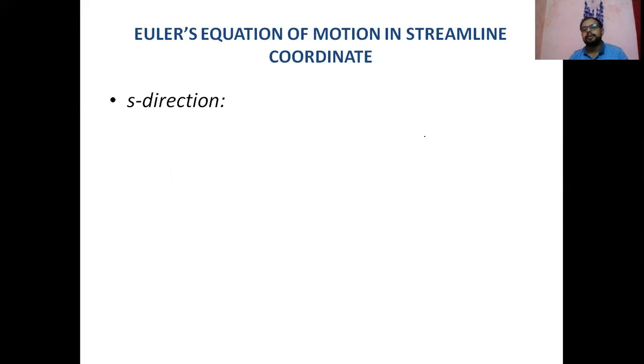The same Euler's equation you can derive from the streamline coordinate also, and it is a very easy part. I'm showing you. We did it in the very first way because we have already seen the Euler's equation, but here, if you take a streamline.